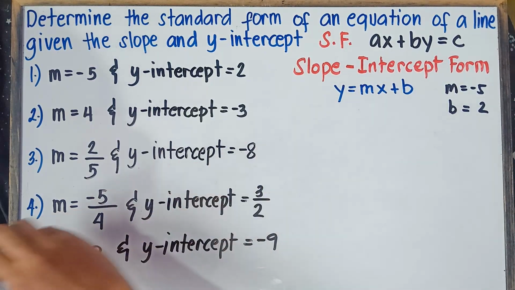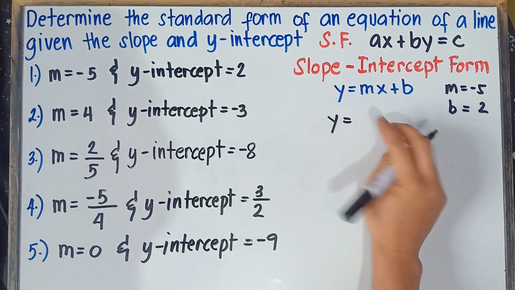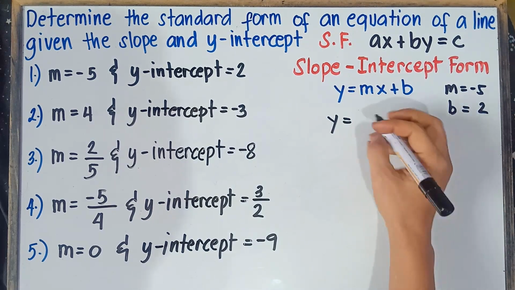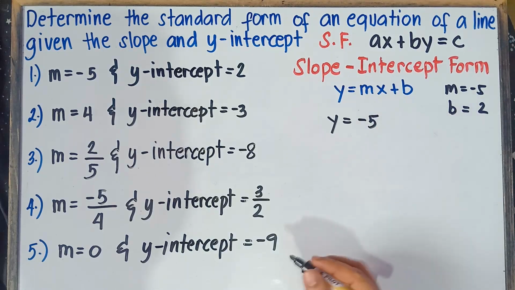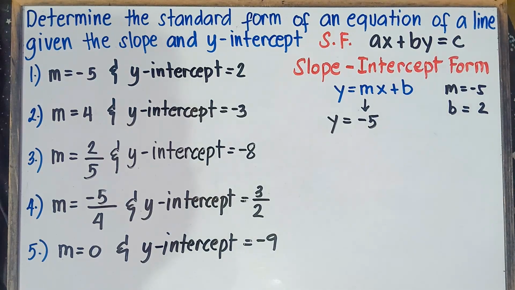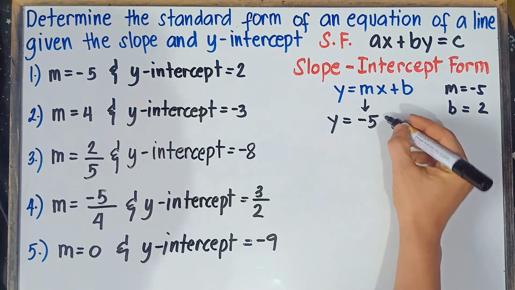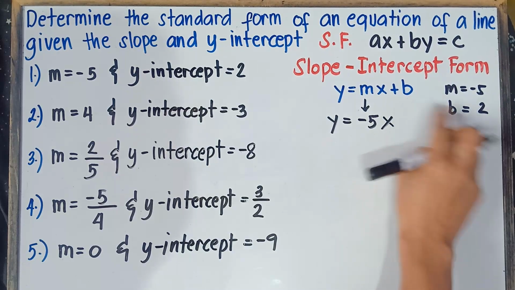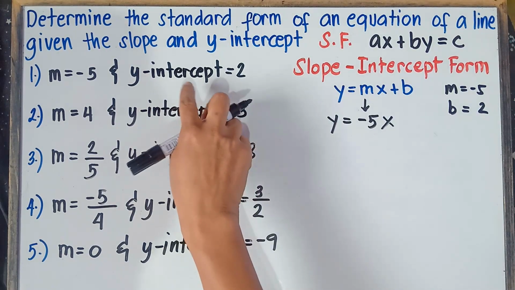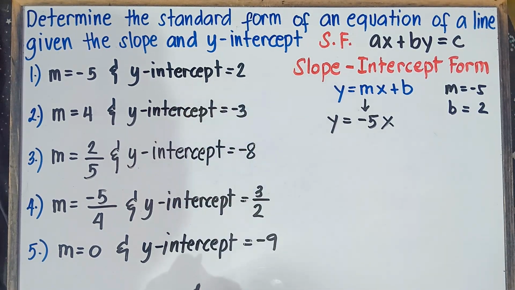Simply copy y equals the value of m, that would be negative 5. Where did you get negative 5? That would be the value of m. Simply substitute the value of m, negative 5. Copy x. And then the value of b, that would be positive 2. Once again, b is the y-intercept, that would be positive 2.